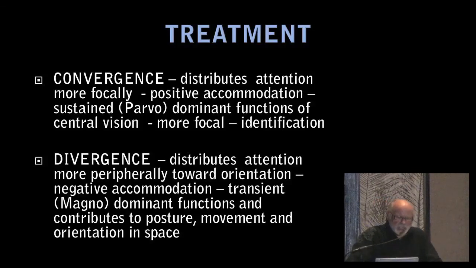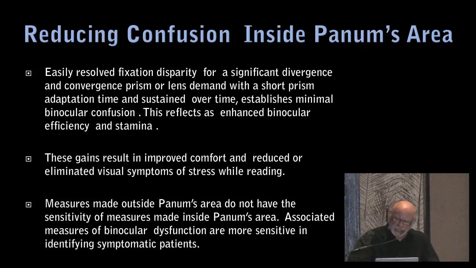Convergence distributes attention more focally, more positive accommodation, more sustained parvo-dominant functions of central vision, more focal identification. Divergence distributes attention more to the periphery, toward orientation, negative accommodation, transient magno-dominant functions. It contributes to posture and movement and orientation. Reducing confusion inside Panum's area.